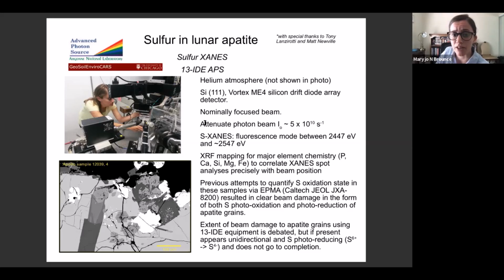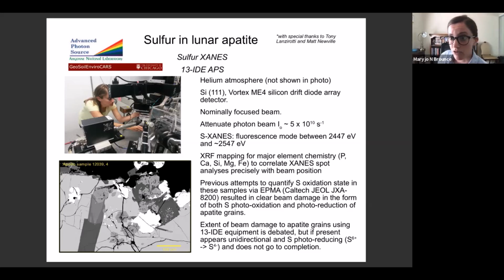And we also combine these measurements with XRF maps for major element chemistry. And this is because we want to really precisely correlate our XANES analysis spot to what the beam is seeing, the beam position at the time. And again, that helium atmosphere just a little bit tugs on the geometry of the equipment as we're moving around our slide. And every micron counts for some of these phases because the apatites are small.